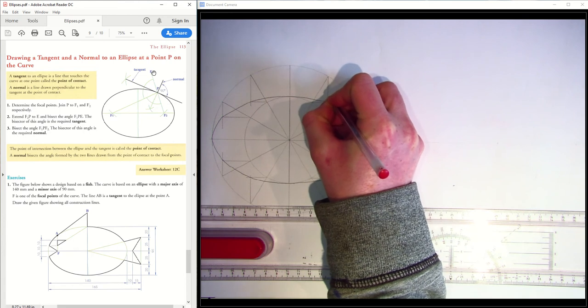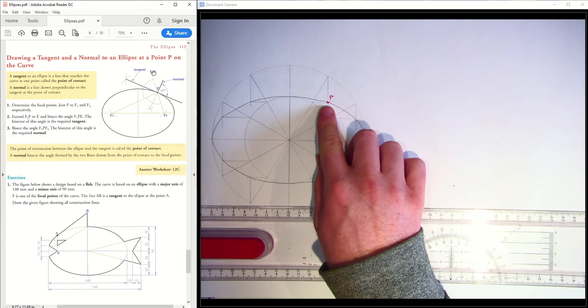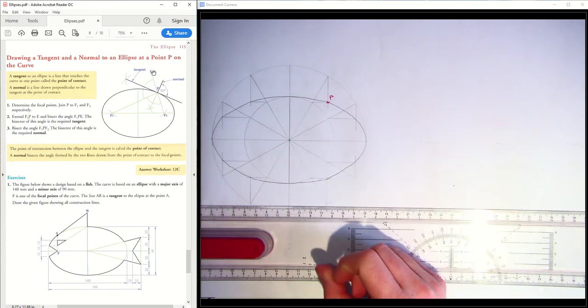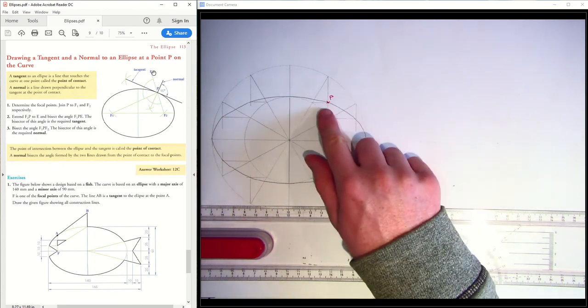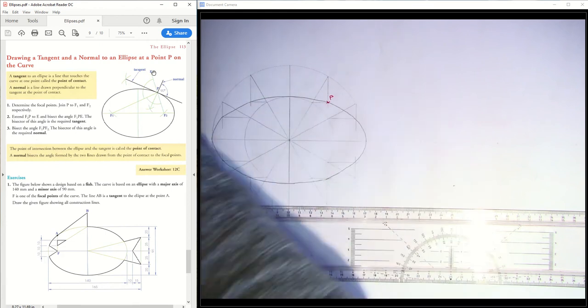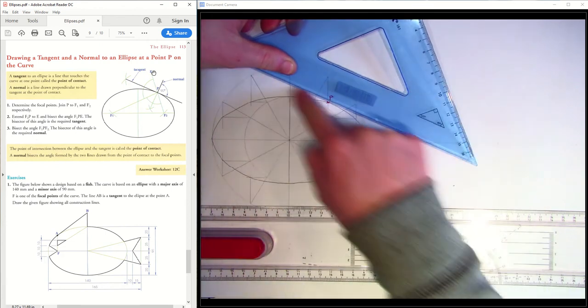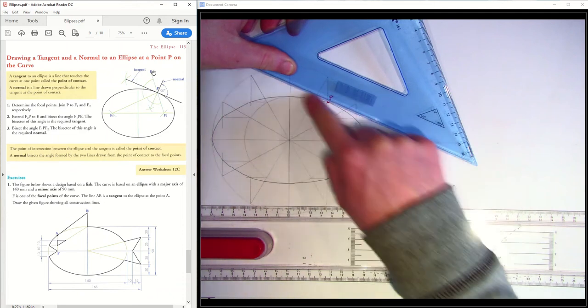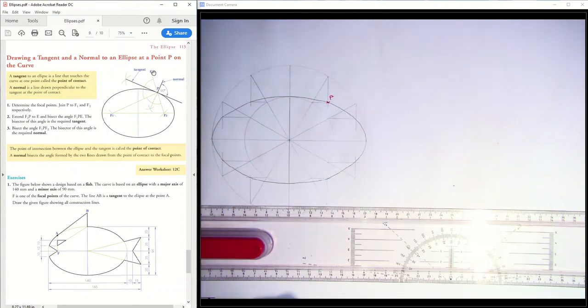I'm going to call this point P. I want to construct a tangent to the ellipse that passes through the point P. A tangent is a line that touches the ellipse at one point. I want that to touch the ellipse at this point P, so I want a line that's coming along and touching the ellipse at this point, at the point P only. Now, how do we do this?